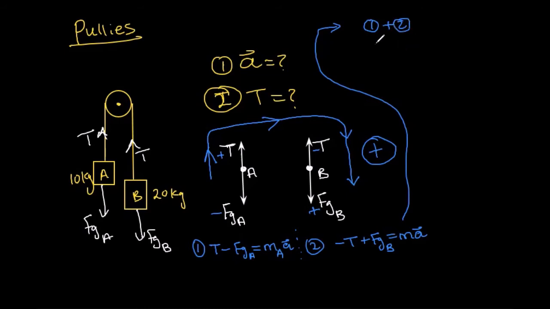So basically what you're going to do, you're going to say equation 1 plus equation 2, which is basically you have T minus FgA equals to mA times the acceleration. Then you have negative tension plus Fg of B, which equals mass of B times the acceleration.